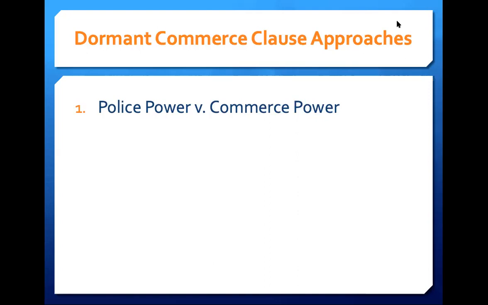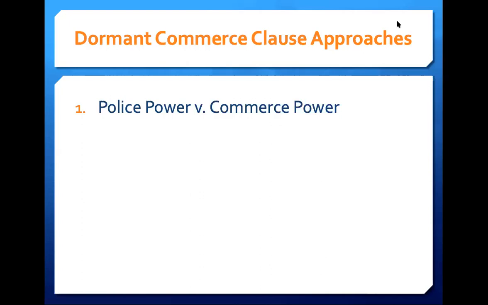So this is the first line we saw the court trying to draw: that we'll know that a law is constitutional because it's an exercise of the state's police powers, and we know that it's unconstitutional if we have a state trying to regulate commerce. This, however, still can be a tricky definition of laws that violate the Dormant Commerce Clause.